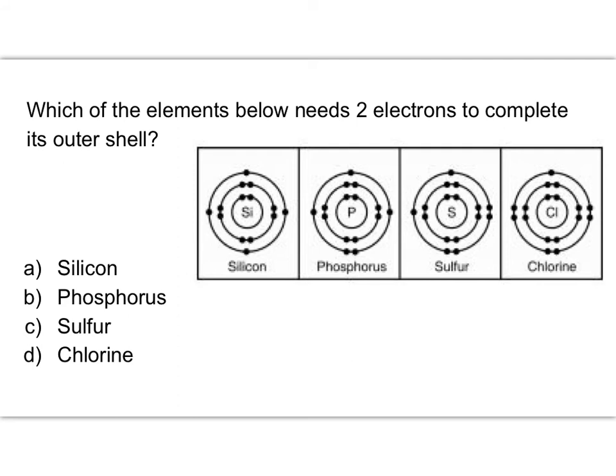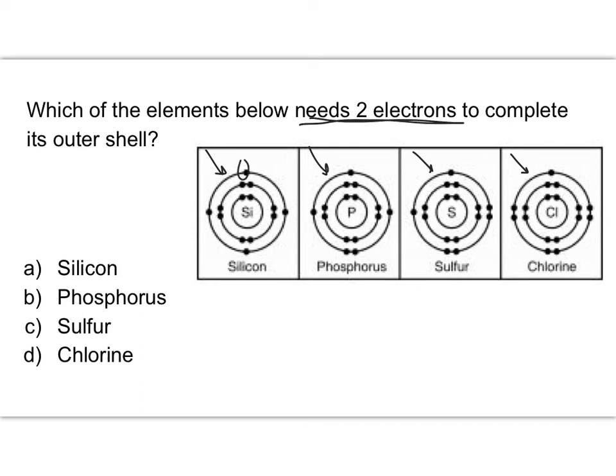Which of these elements needs 2 electrons to complete its outer shell? So what you want to look at here, and remember, is that you're looking at the outermost ring on all these atoms. And you have to remember that the outermost ring, in order to be complete, must have 8 electrons in it. So since we're looking for the one that needs 2, we're looking for the atom that has 6.